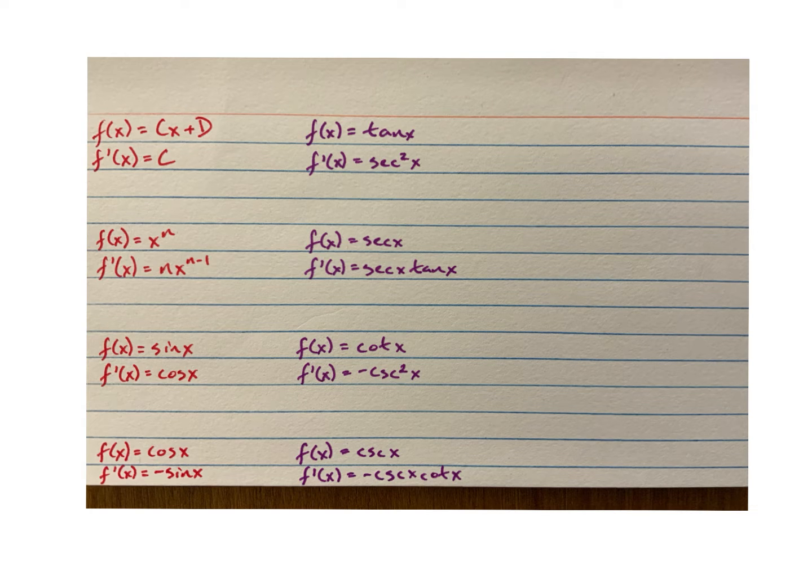Sin and cos. The derivative of co. What's the derivative of all the cos? The derivative of cosine is negative sine. The derivative of cotangent is negative cosecant squared. The derivative of cosecant is negative cosecant cotangent. Does anybody see anything? They're all negative. The derivative of every co is negative.